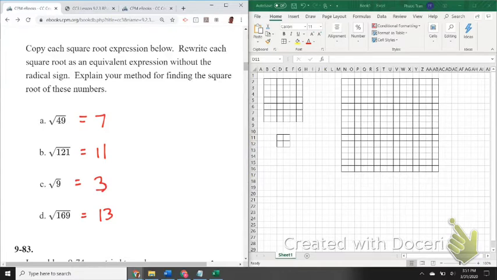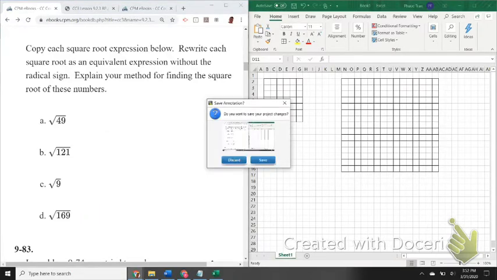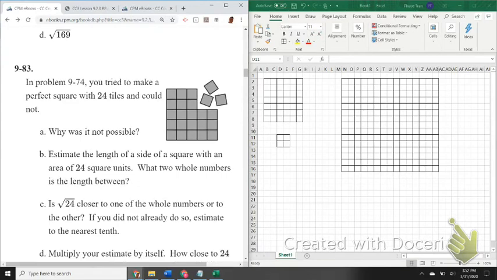And for the next few problems, we're going to estimate and ask ourselves, well, what if it's not a perfect square root number, right? Like, what if I asked you, what's the square root of 50? Or earlier, what was the square root of 20? It gets a little bit more complicated. Okay. All right. Let's go to 9-83.